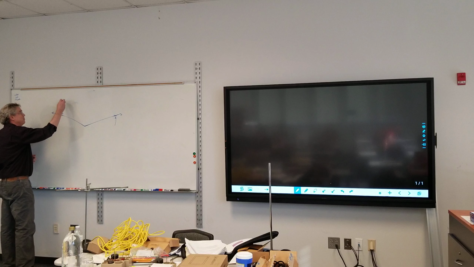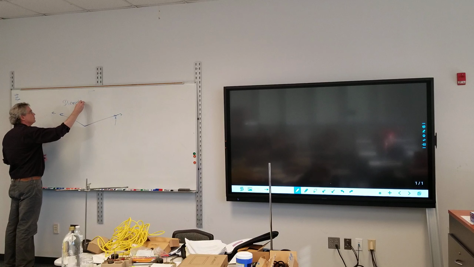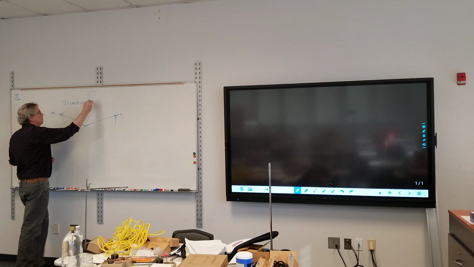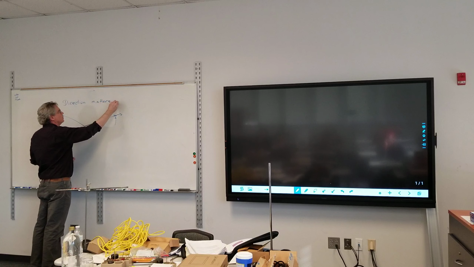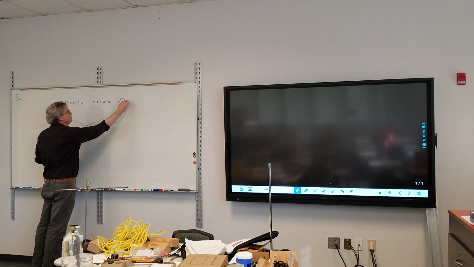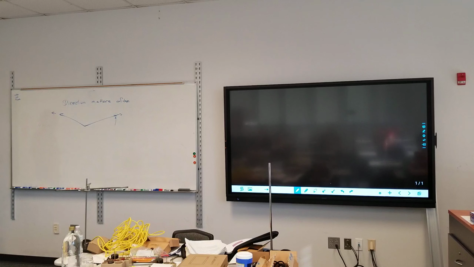But when we write up that key point here, direction matters. I'm going to go ahead and say often. There are cases in which it doesn't matter, such as time. For the sake of 151, time, this direction does not matter for time.